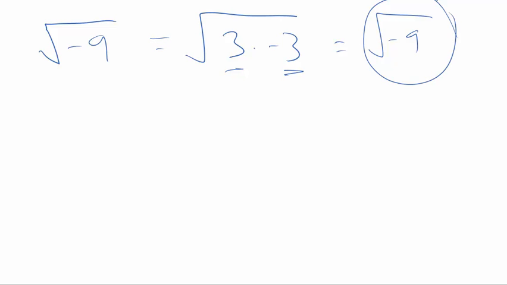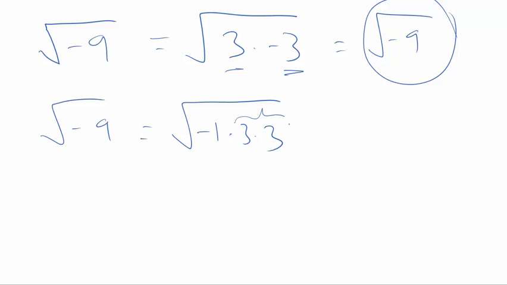So a way to do this with imaginary numbers, a way to reduce this expression, is to say, well, the square root of negative 9 equals the square root of negative 1 times 3 times 3. And then you see, okay, well, there's two 3's, so you could take the 3 out, and you're left with 3 times the square root of negative 1.